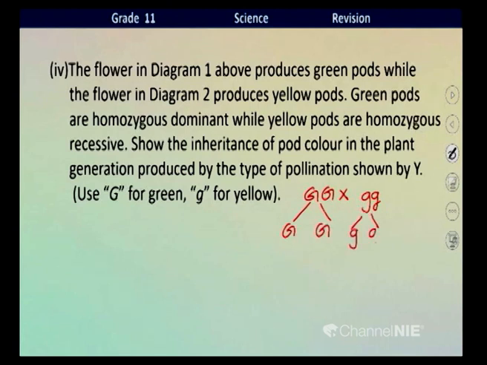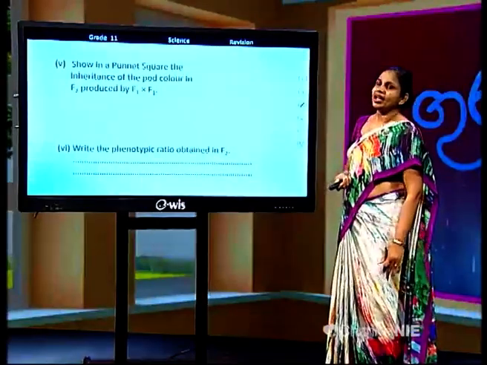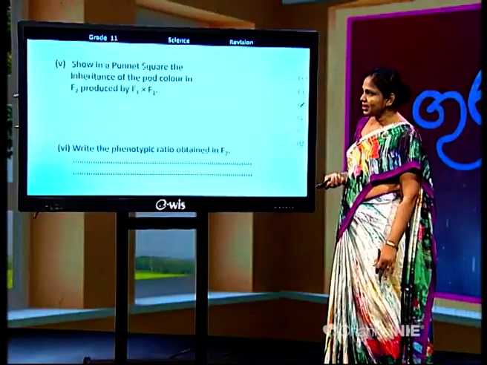Then what should be the F1 generation plants? Capital G simple g, capital G simple g, capital G simple g and capital G simple g. This is how F1 generation is produced. All F1 plants produce green pods. Look at the next question, children.